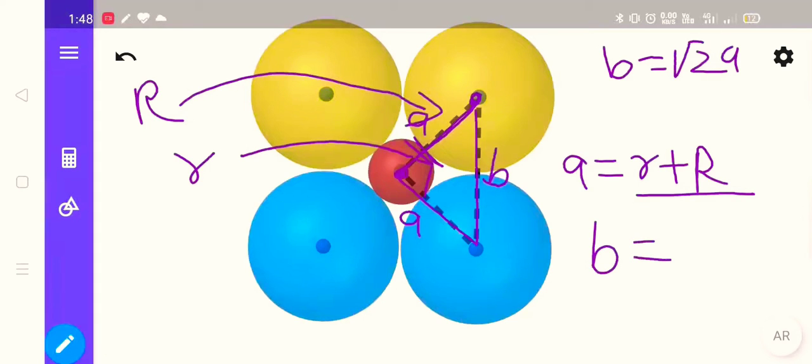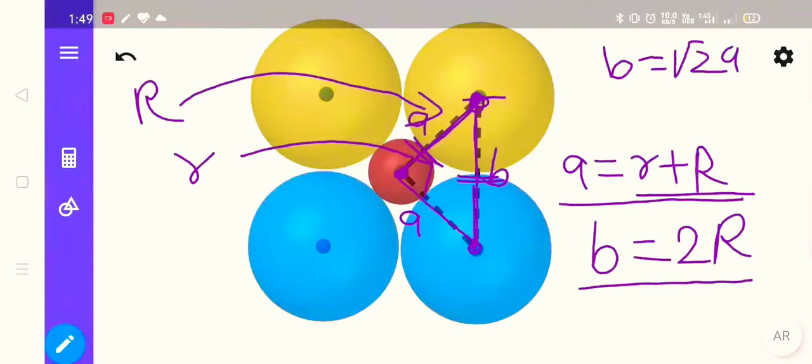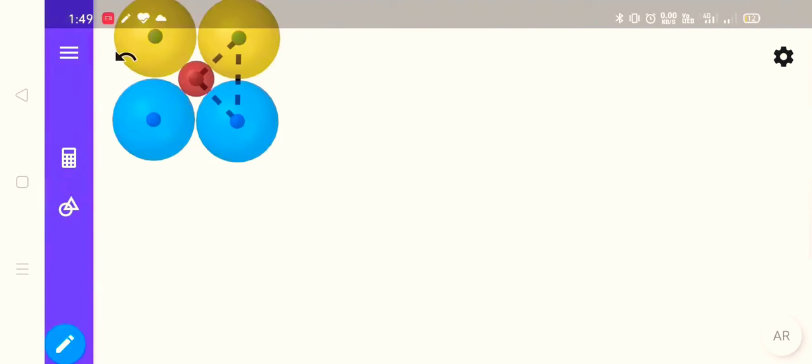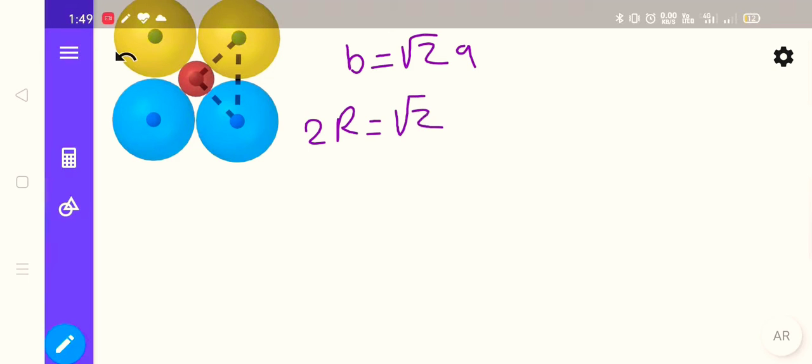And what will be B? B is equal to the radius of the first atom and the radius of the second atom. So B is equal to 2R. So keep in mind, A is equal to small r plus capital R, and B is equal to 2R. Let us put the values of B and A in our equation.